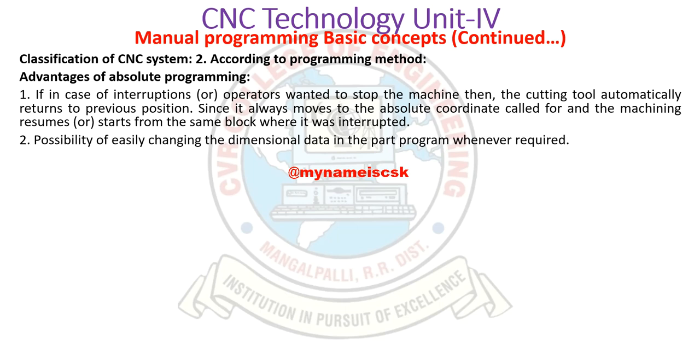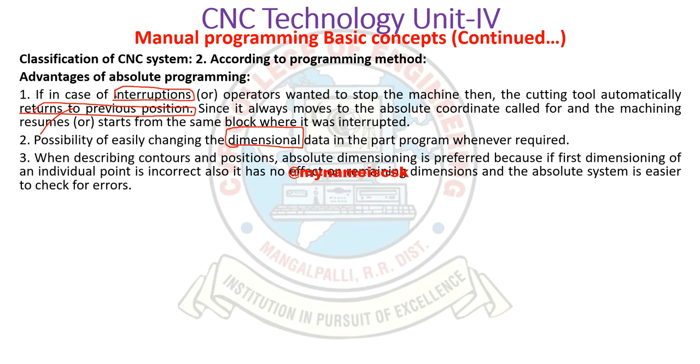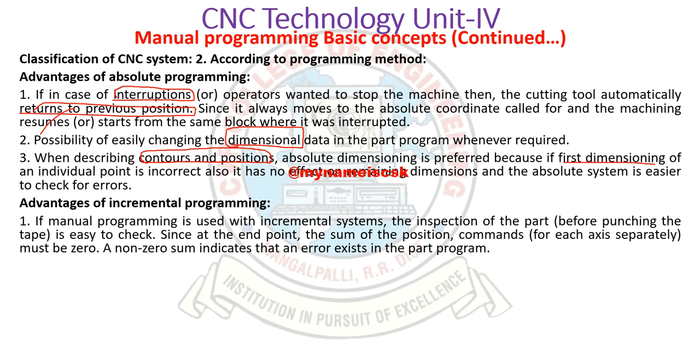Next, advantages of absolute. In case of any stopping or interruption, like a sudden power cut or any other thing, we can return to the previous position easily, and we can start easily if we are using absolute. And one more is, we can change the dimensional data easily, because all the coordinates are with respect to origin, so we can modify easily, and we can describe the contours and positions easily to understand. So no need of adding or subtracting anything. Directly we can know the absolute dimensions with respect to the first dimension we take, or else from the origin we can calculate easily.